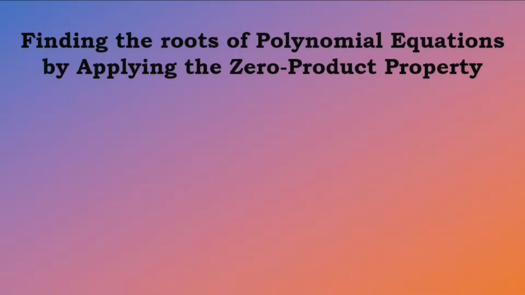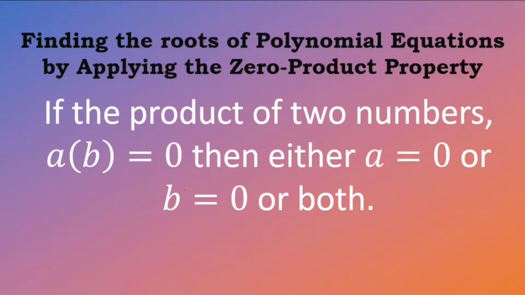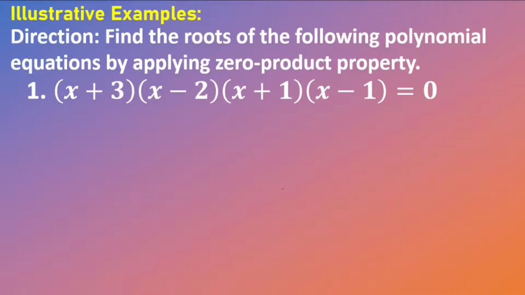Next is finding the roots of polynomial equations by applying the zero product property. If the product of two numbers a times b is equal to 0, then either a is equal to 0 or b is equal to 0 or both. Let's try the following illustrative examples.